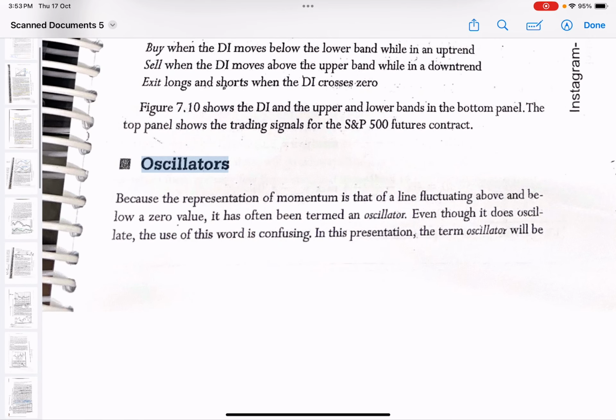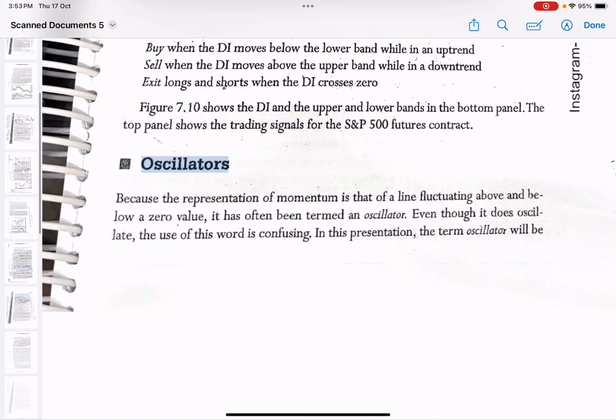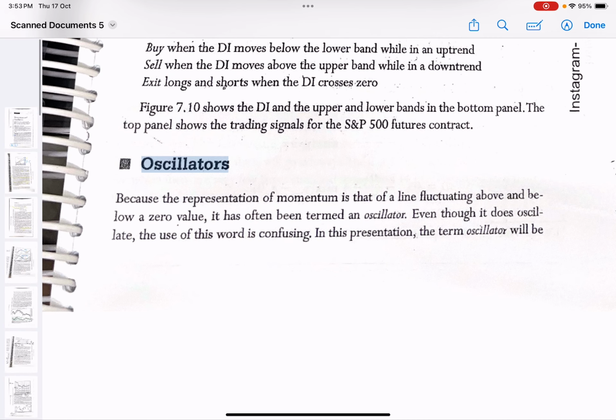Hi everyone, this is part 2 of chapter number 7, Momentum and Oscillators of CMT Level 2. Before watching this video, make sure that you've checked part 1 first. I'll link it in the description box below. In this video, we'll be completing the rest of this chapter.